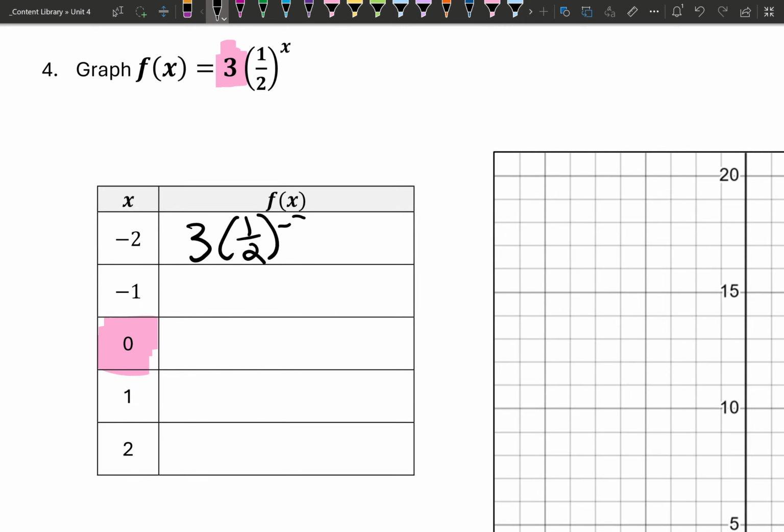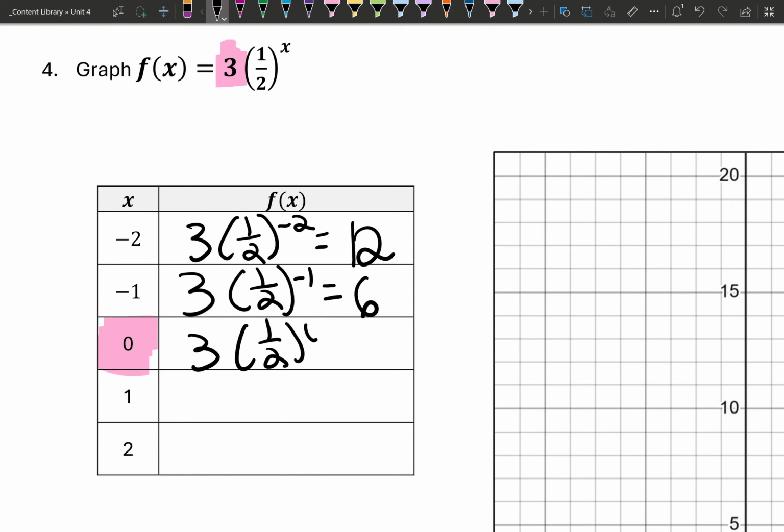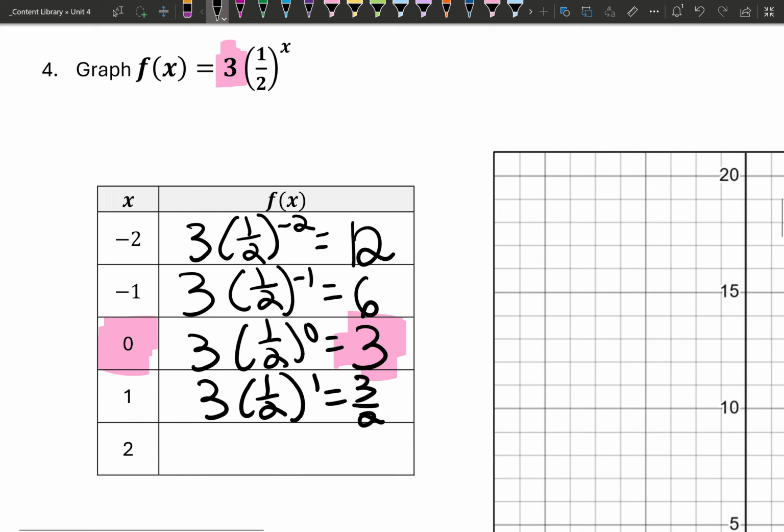3 times 1/2 to the power of -2 is 12. 3 times 1/2 to the power of -1 is 6. 3 times 1/2 to the power of 0 is 3. Fantastic. It holds. 3 times 1/2 to the power of 1 is 3/2. Oh, I don't like how I wrote that. Let's try it again. 3 times 1/2 to the power of 2 is 3/4.